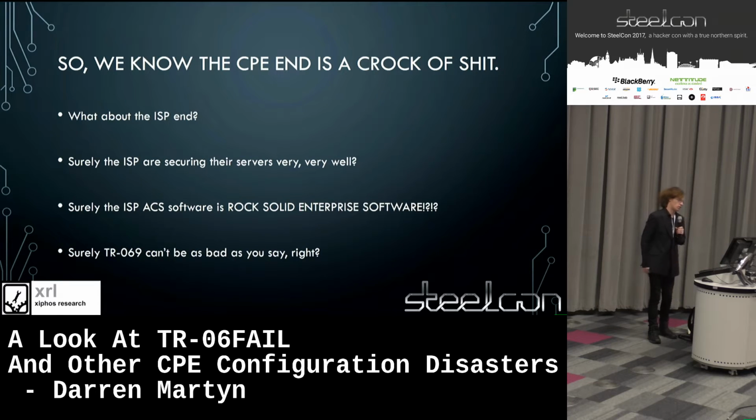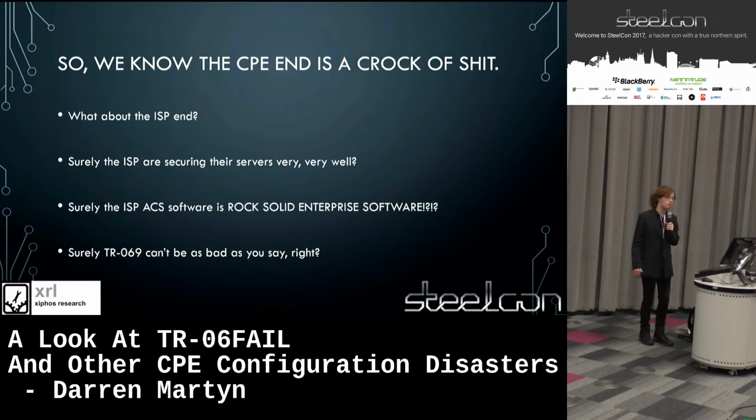Also, we can make the assumption about the CPE end, the embedded device that lives in your house. I've spoken about embedded devices before here. They're crocs of shit. Embedded devices just generally tend to suck, so I'm not going to carry on about those. We know your router is insecure, but what about the ISP?